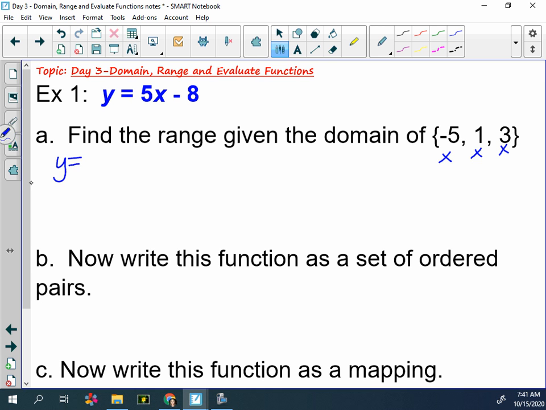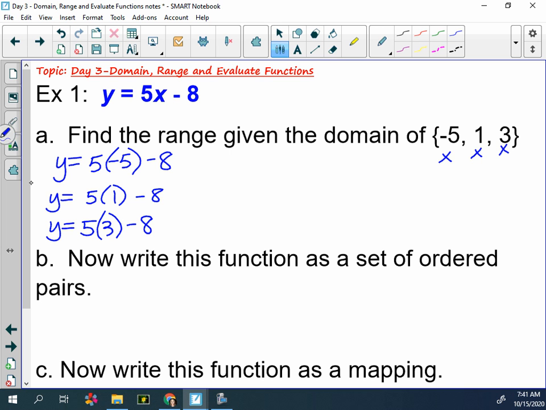So I can say y equals 5, and I'll plug the -5 in. I'll just plug them all in to begin with and then work through. The second one would be y equals 5, plug in 1, minus 8. And then the last one is a 3. So go ahead and simplify those. We're just substituting in one at a time is really what we're doing.